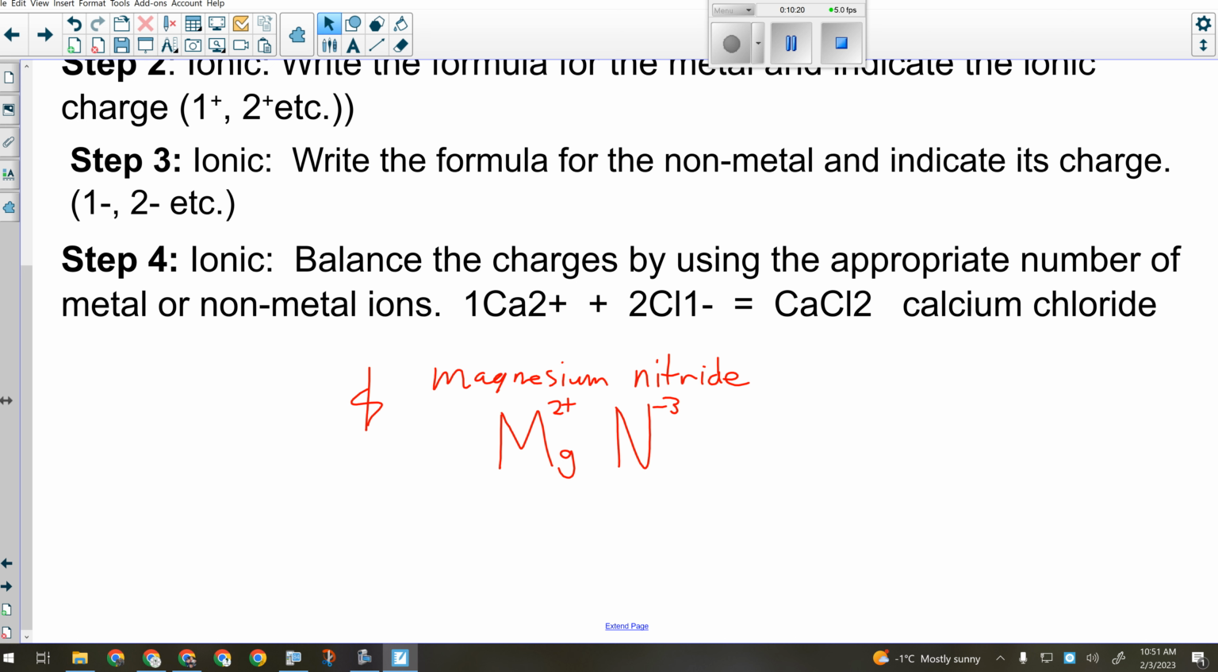Swap them, right? Drop and swap. So drop it here, swap it here. Drop it here, swap it there. Now notice what that does. 2 times 3 is 6, 3 times 2 is 6, right? That balances my charges. I've got 6 positive charges and 6 negative charges. That's the thing we were talking about before when we were figuring out the Roman numerals. Then I'm done. Okay, what if I had this one?